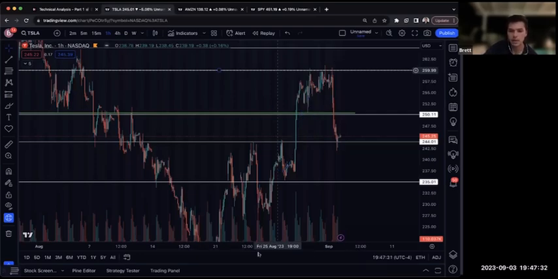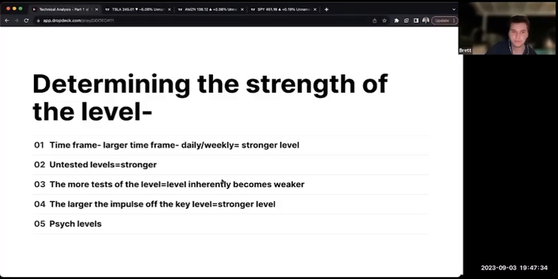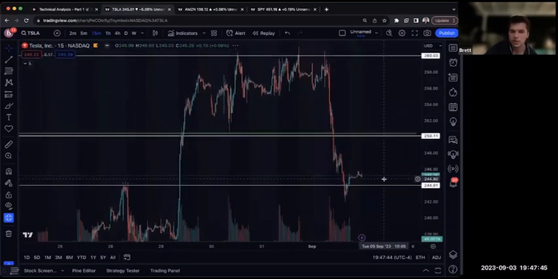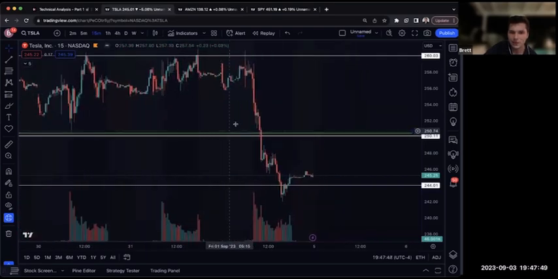But the basic concept of determining strength is that the more times a level has been tested, the more likely it's going to break. So if you go back into Tesla's chart, back into the 15-minute time frame now, you're going to see, well, it came into it, it bounced off of it once at 250, and even tried a second time here at 250 again. It tried to hold 250 again.